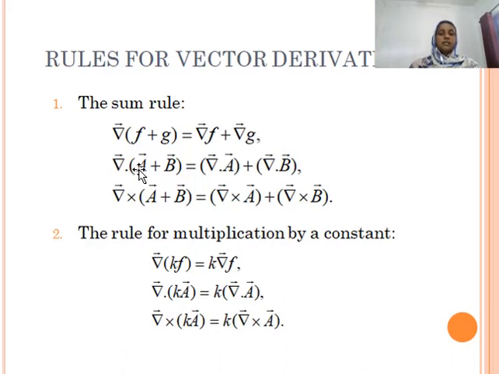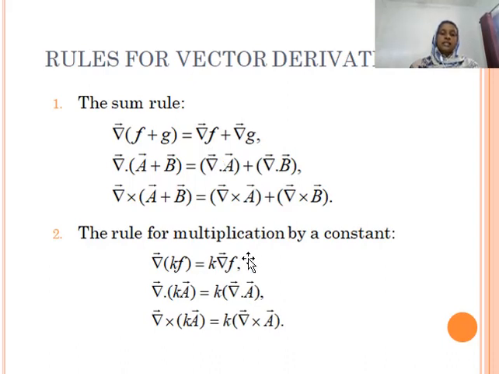In the second case, this del is a vector and it wants to take a dot product with the argument. So here the functions should be vectors. Then only you can take the dot product. So vector A and vector B are two vector functions. Now the divergence acts on this: del dot (A plus B) gives you del dot A plus del dot B. The third one, del cross (A plus B), here also gives del cross A plus del cross B. These three rules constitute the sum rule for the del operator.